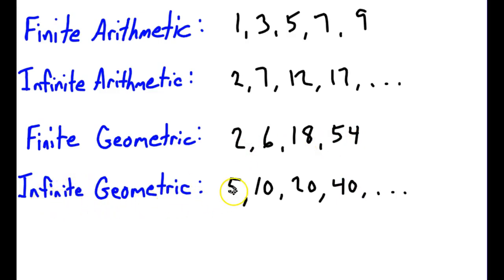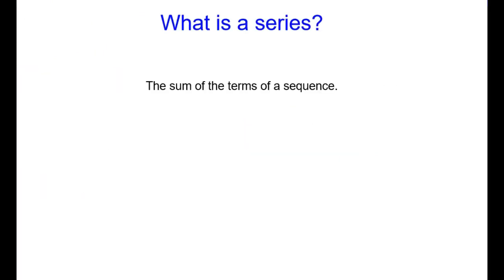Infinite geometric, if I start with 5, multiply by 2 to get 10, multiply by 2 to get 20, multiply by 2 to get 40, and these ellipses, 3 dots, say this pattern is going to continue on. That's how we know this is an infinite geometric sequence. All right, so all 4 of these different types of sequences, that's going to lead us now into a series.